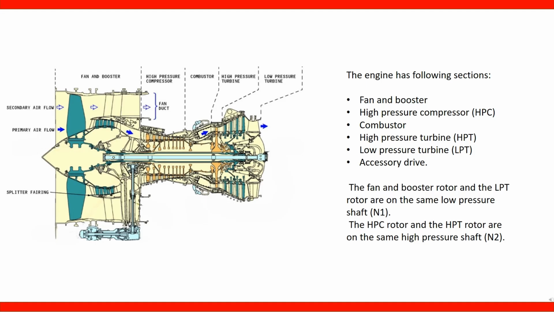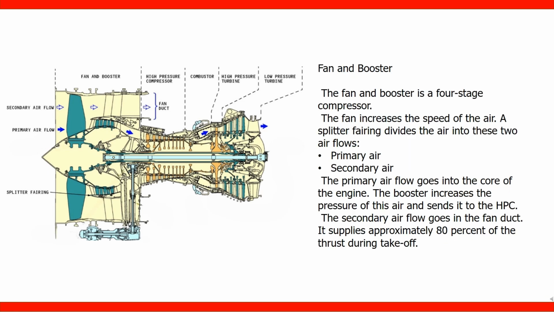The engine has following sections: fan and booster, high pressure compressor, combustor, high pressure turbine, low pressure turbine, accessory drive. The fan and booster rotor and the LPT rotor are on the same low pressure shaft. We call it N1 for short. The HPC rotor and the HPT rotor are on the same high pressure shaft. We call it N2 for short.